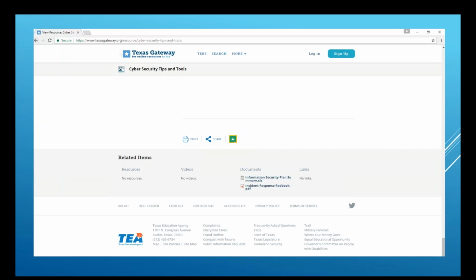And then we'll share all that information again out in the texasgateway.org portal, so that it's available for all of our educational committees. So again, I will thank you for your time and your interest today in securing the resources that are shared with us by the citizens of Texas.